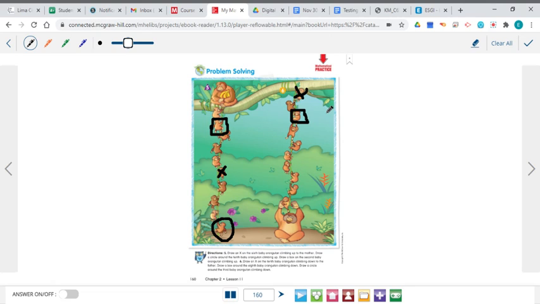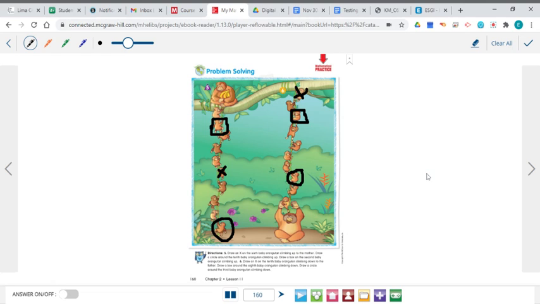All right, the last direction says draw a circle around the 3rd baby orangutan climbing down. So here's our first, here's our second, and that would make this little guy the 3rd, and we're going to draw a circle around that 3rd orangutan.